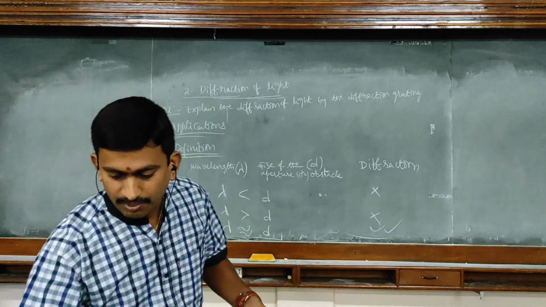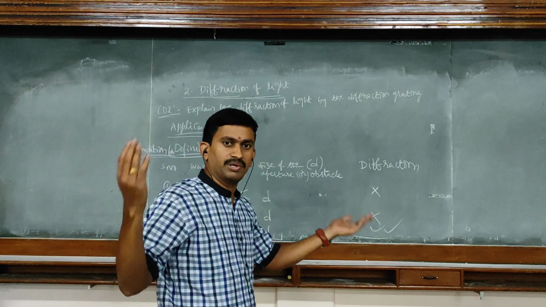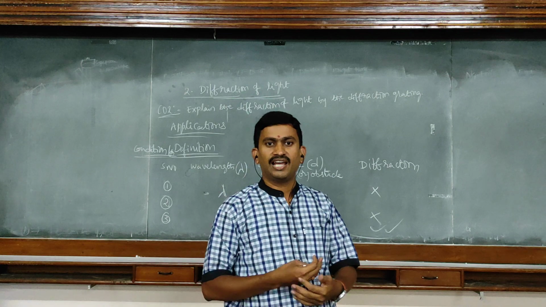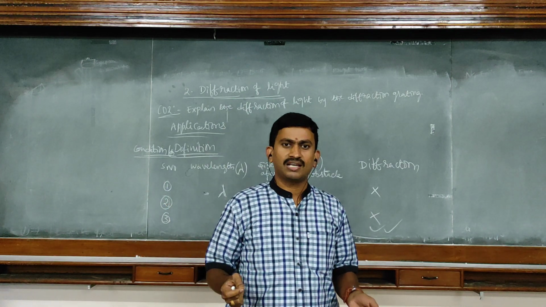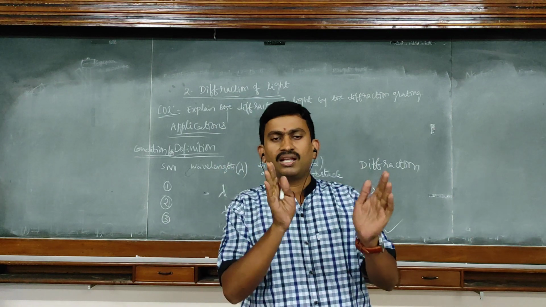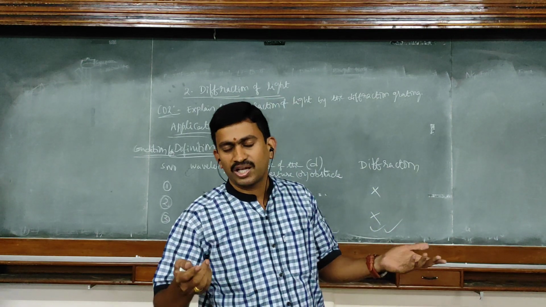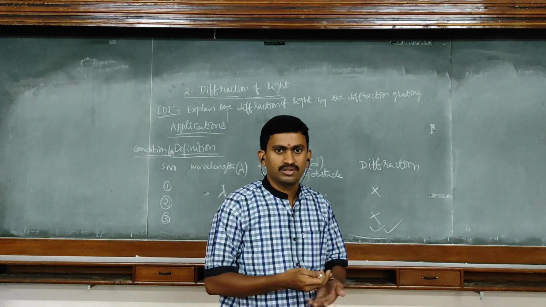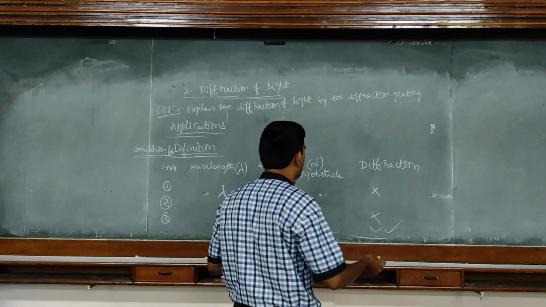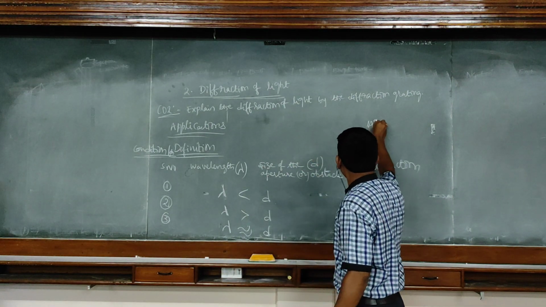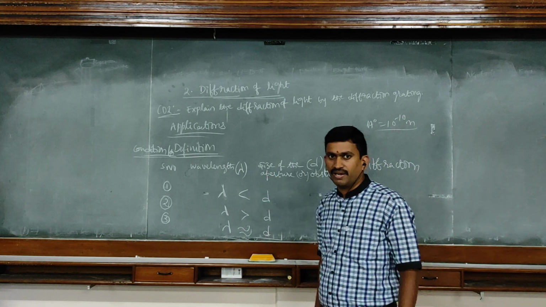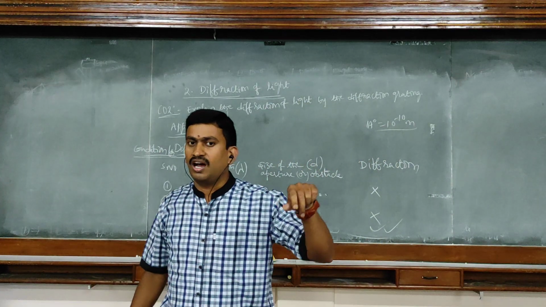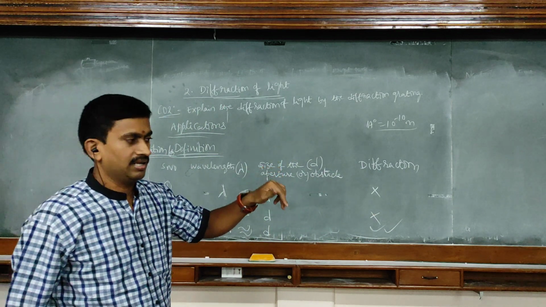That is why we are able to hear the sound generated in the neighboring room, but unable to see the light produced in the neighboring room. What happens in this particular example? The wavelength of the light is very small, approximately 5000 angstroms. You are already familiar with the units. 1 angstrom is nothing but 10 power minus 10 meters. So the wavelength of the light is of the order of 10 power minus 10 meters.